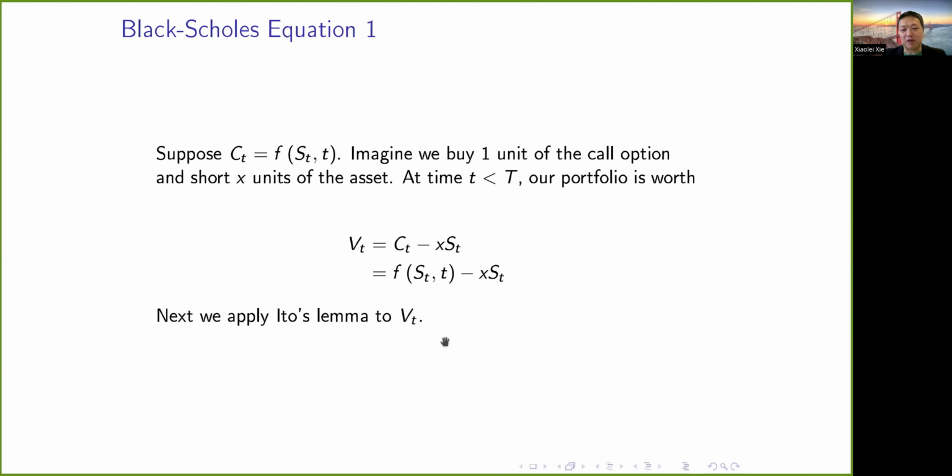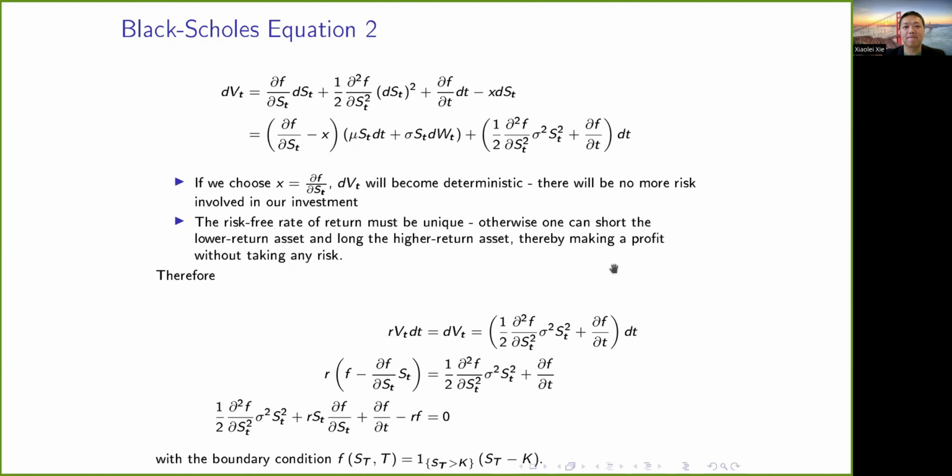Now we would like to apply Ito's lemma to V_t, the portfolio value at time t. That gives us this stochastic differential equation. And by moving the terms around after expanding the differential of the asset price, we get this expression.